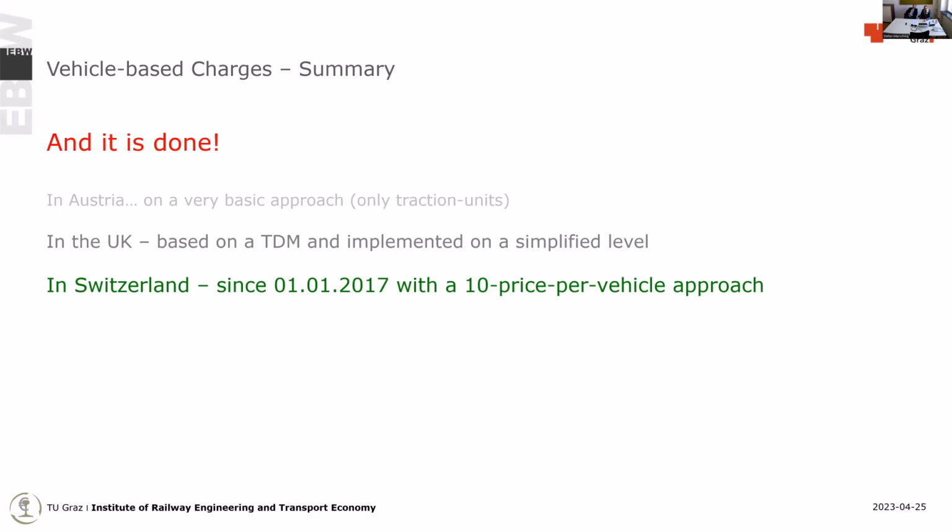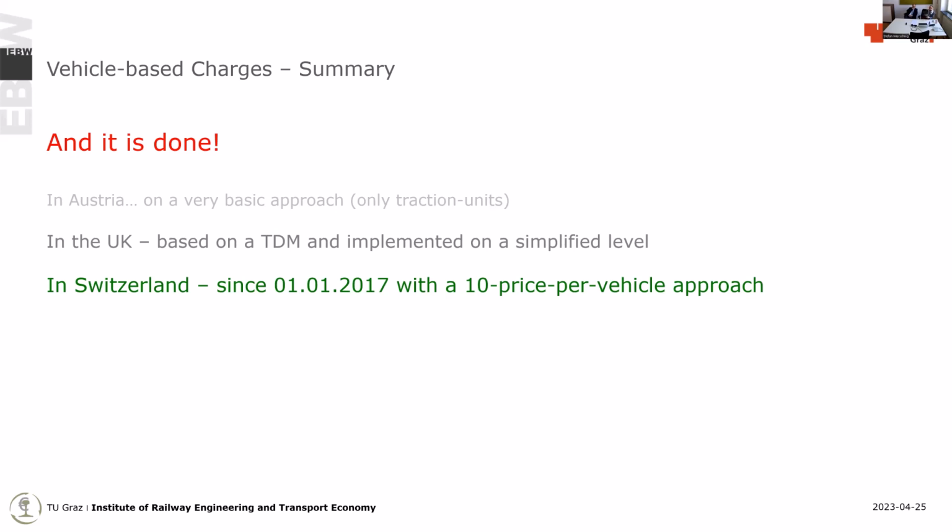And some years later, mainly based on these two models that had already been installed, the SBB in Switzerland developed this track deterioration model that I used here as an example, and put this into place in the charging scheme in 2017 with this price per vehicle approach, and delivered a billing scheme which covers all regulatory aspects of the track access charging scheme, and there are a lot.